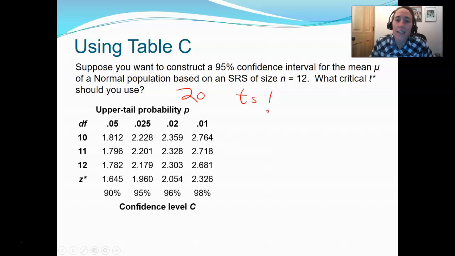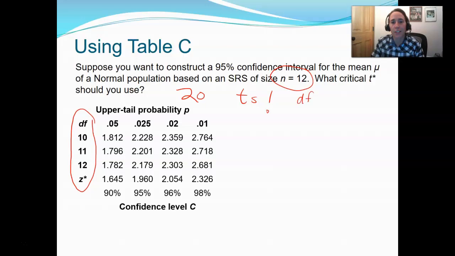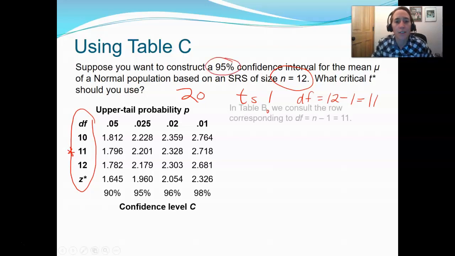So this is how you find it in table C. You've got the degrees of freedom on the left-hand side of your column, so you're going to go down. And if you have a sample size n equals 12, then your degrees of freedom is going to be 12 minus 1. That's 11. So you go down to that 11 row where the degrees of freedom are, and then what do you want? You want a 95% confidence interval.